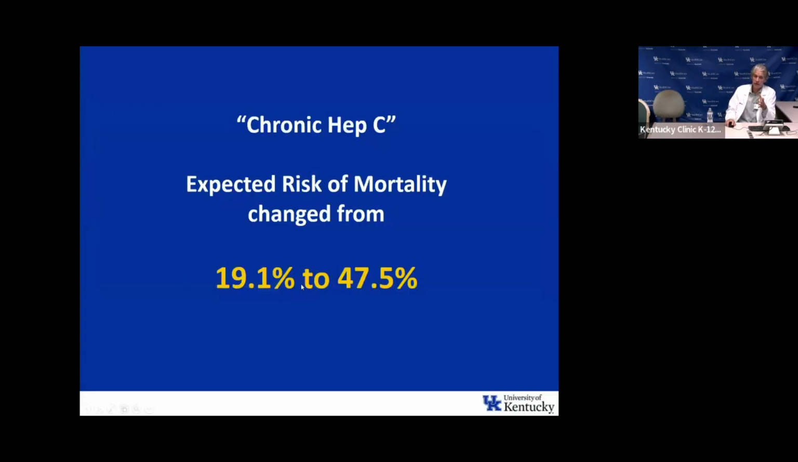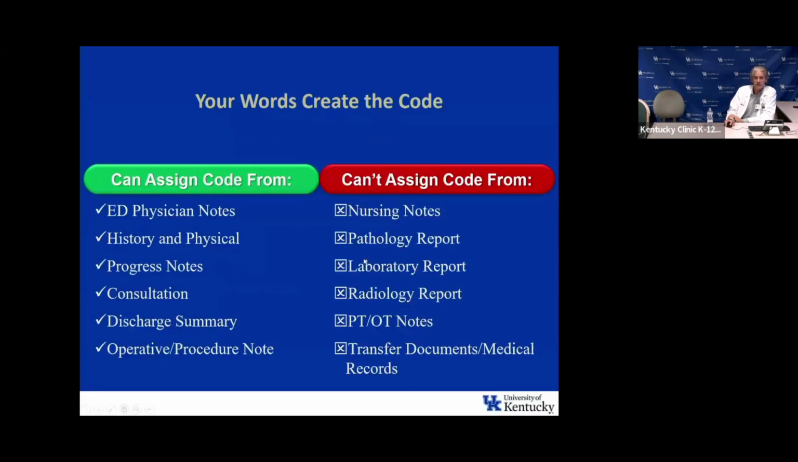Believe me. And this is what happens, right? These are the actual numbers from that case. Absolutely ridiculous ballooning of the expectation of mortality in that patient to almost 50%. So that's what our documentation does. So be careful, be specific. Know that this is what populates our codes.